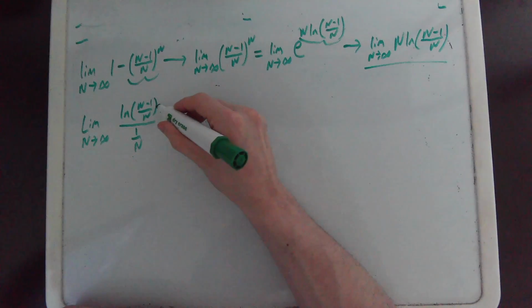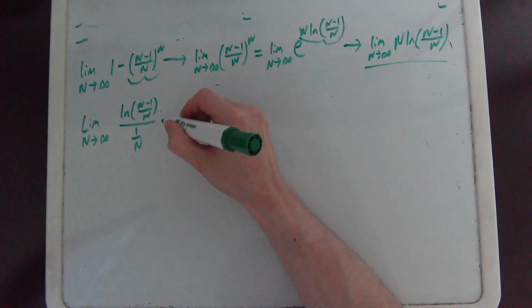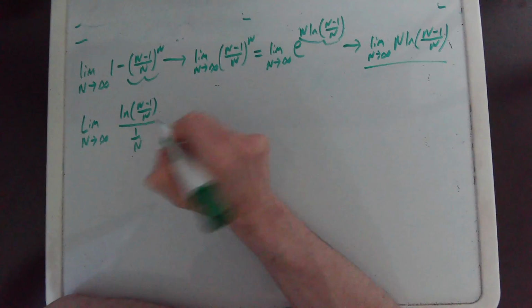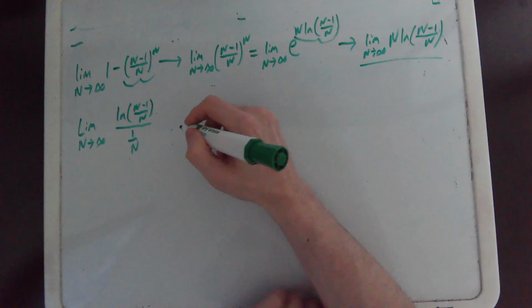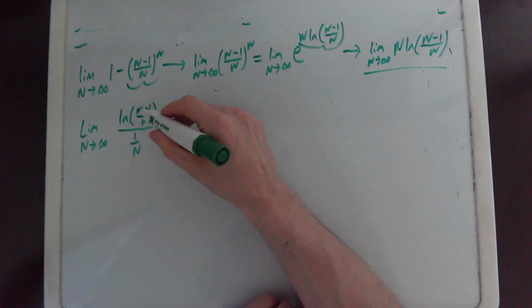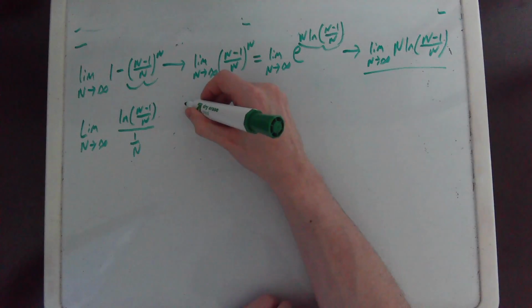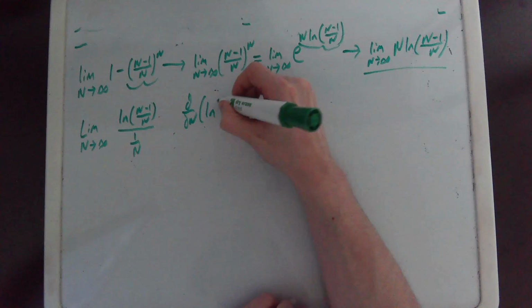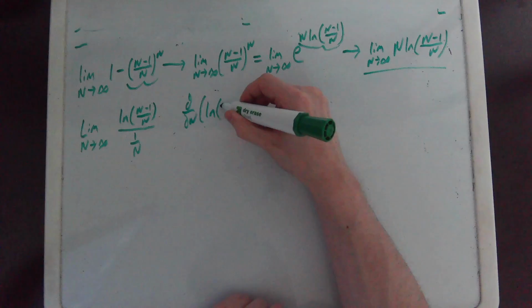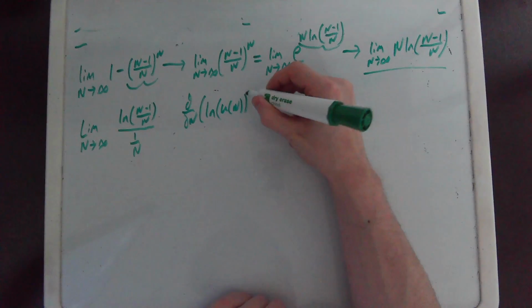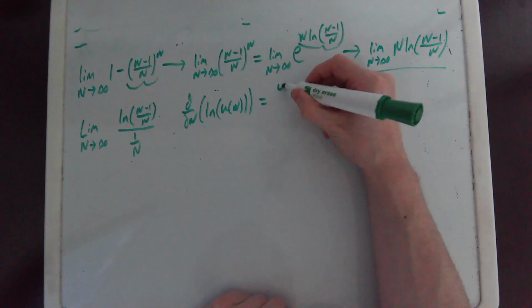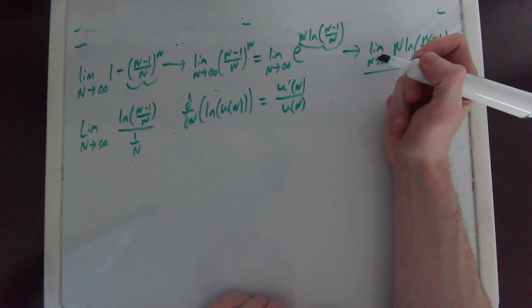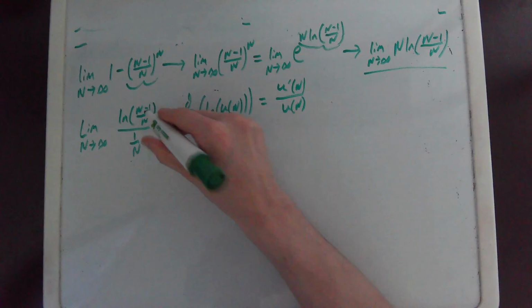So for L'Hopital's rule, we need to compute the derivative of the numerator and denominator. Let's do the numerator first. We need to compute the derivative of the natural log of (n minus 1) over n. First, I'm going to write down the general derivative for the natural log with some function in the argument. If we have some function u of n, and we want to take the derivative with respect to n of the natural log of u of n, that is equal to u prime of n over u of n. So in our case, u of n is equal to (n minus 1) over n.